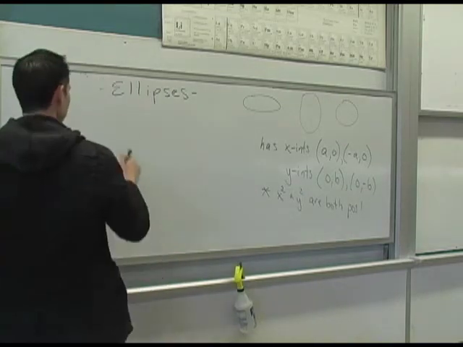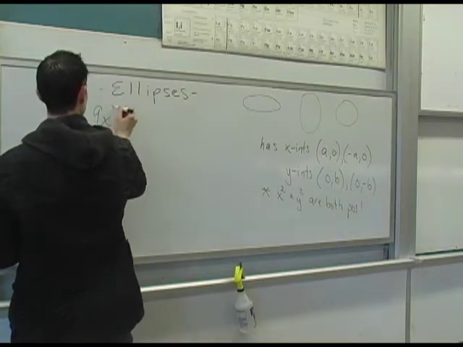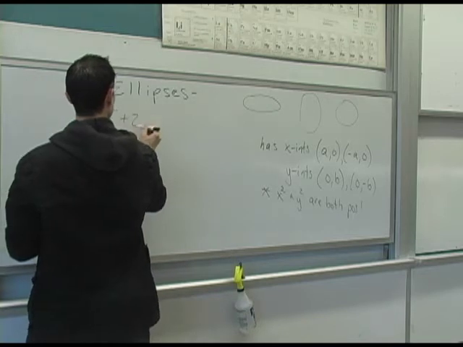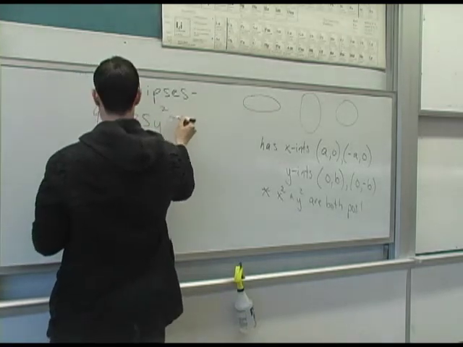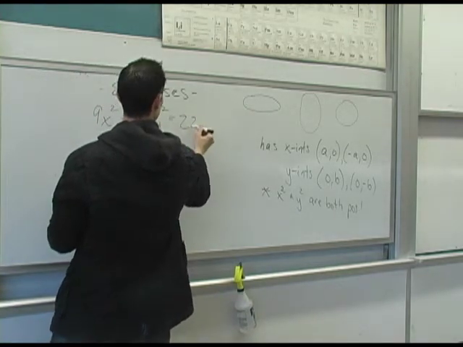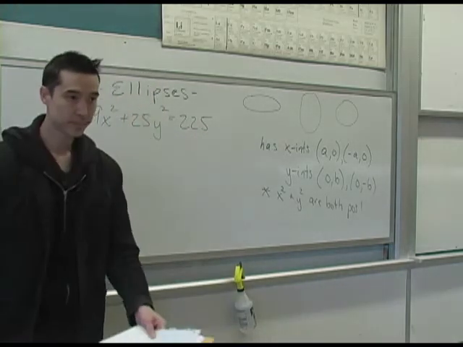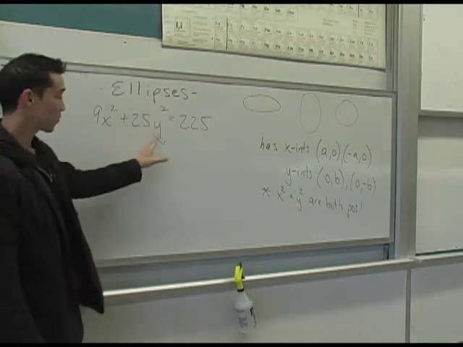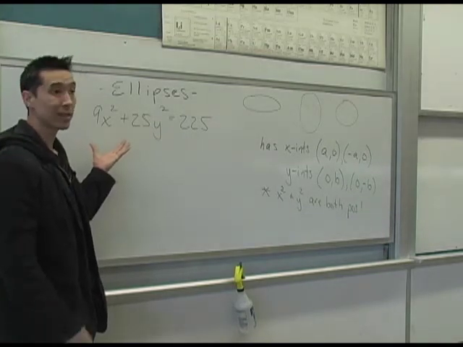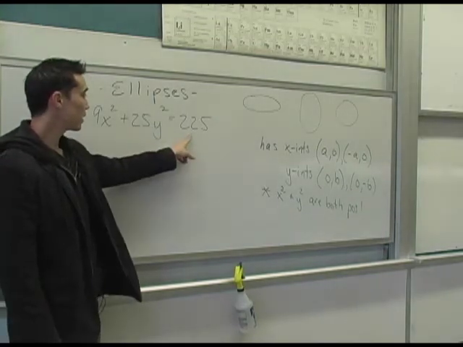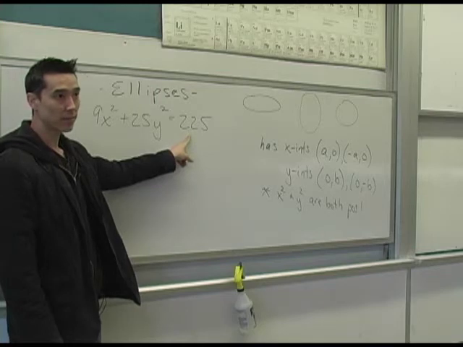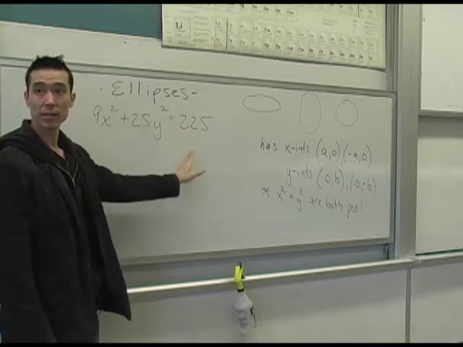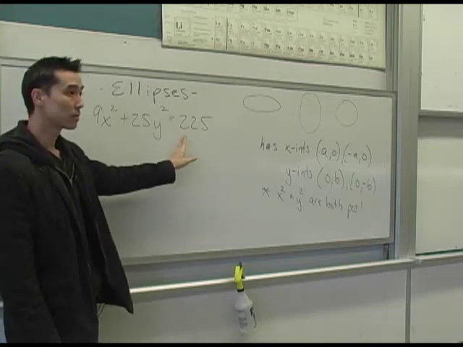Nine x squared plus 25y squared equals 225. Okay? Well, you notice we have the x squared and the y squared terms on the left side already, so that's good news. But the 225 on the right, what is on the right for a perfect form for an ellipse?